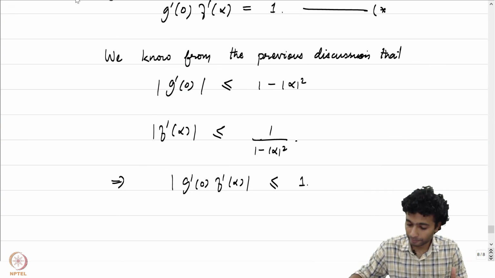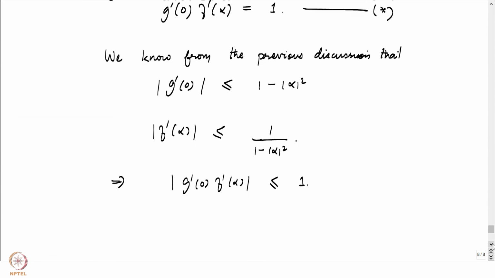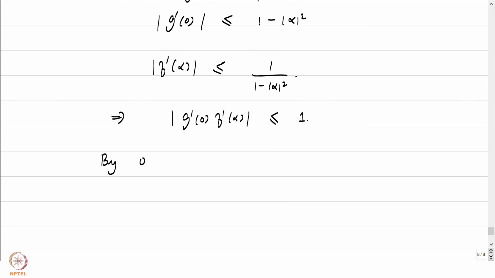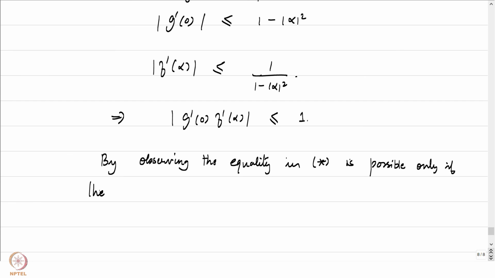So in particular, by observing that the inequality in star is an equality, the equality in star is possible only if both the above inequalities are equalities.